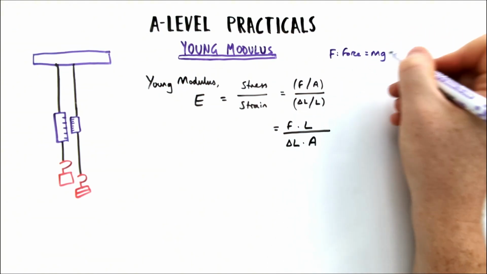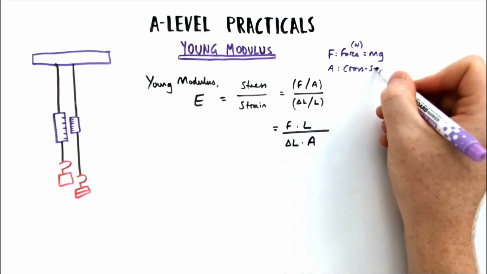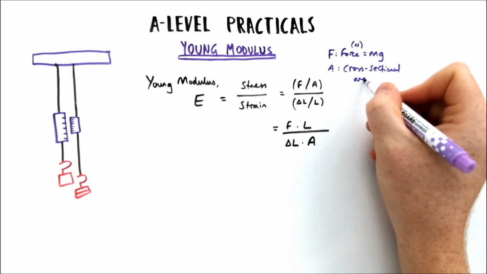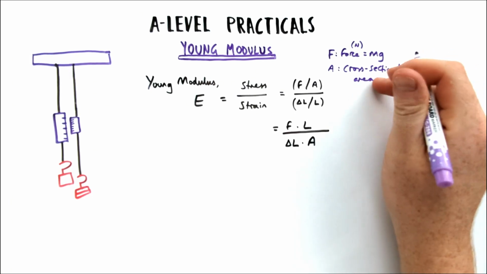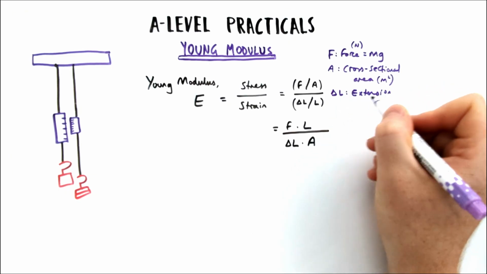Do note that delta L here could be x on other exam boards. It's delta L on your physics AQA equation sheet though. And note the units here as well. Extension and cross-sectional area both have to be in meters or meters squared for this to work.